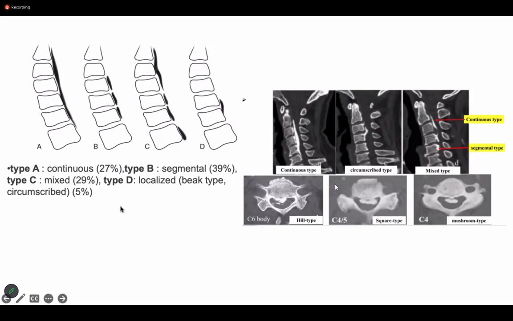And you see in the slide, Dr. Tam presents the first case, type A continuous, and the second case, type C mixed. You can see in the CT scan, here it's a continuous type, and here it's a segmental type. That means it's the mixed type. And outside, we can see in the Asian slide the shapes: hill, square, and mushroom. They say the hill type, square type, and mushroom type.